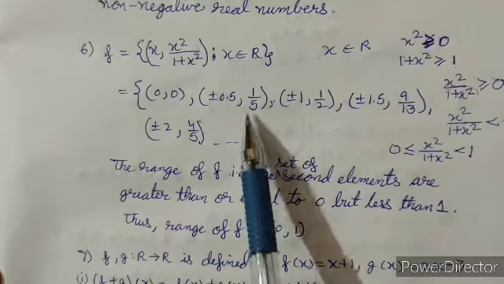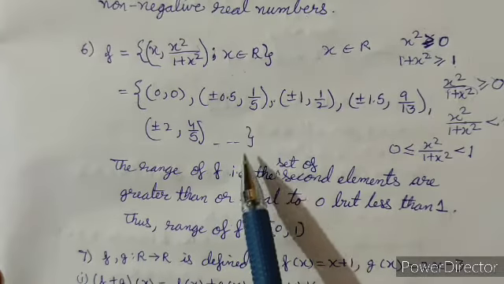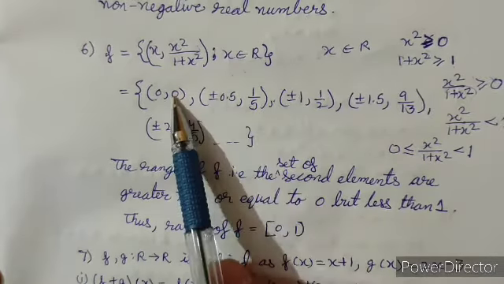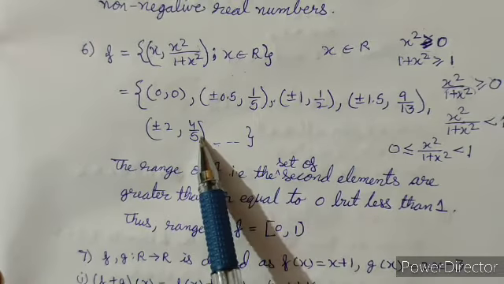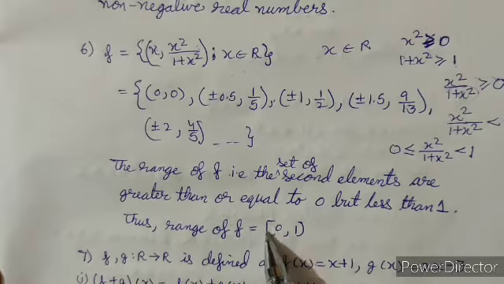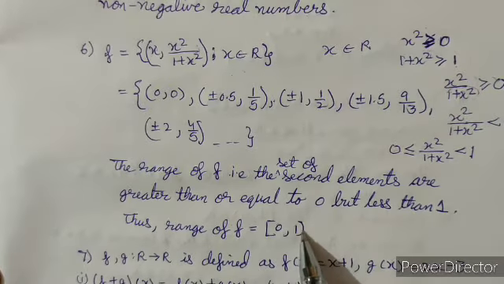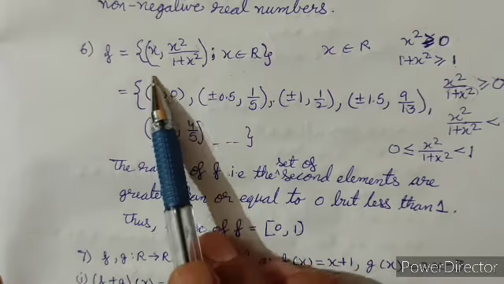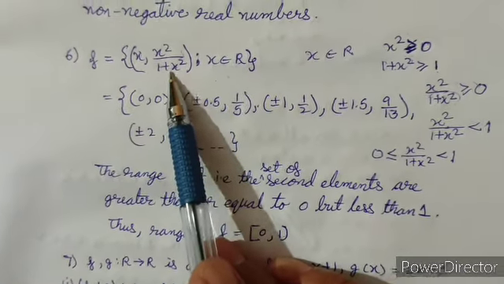Now here the range of f, that is the set of the second elements, are greater than or equal to 0 and less than 1. Thus we can say that the range of f is greater than or equal to 0 and less than 1, or from 0 to less than 1. Now this can be proved in another way also.